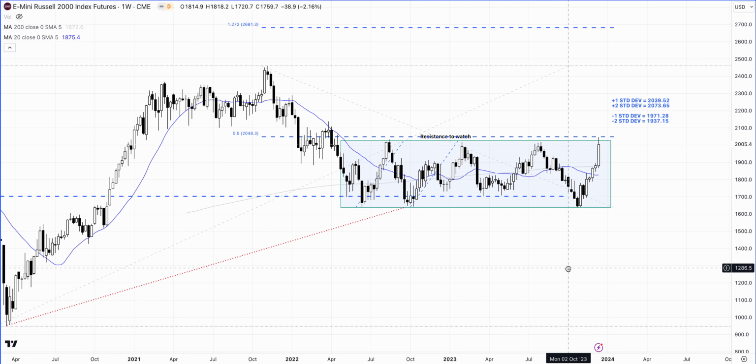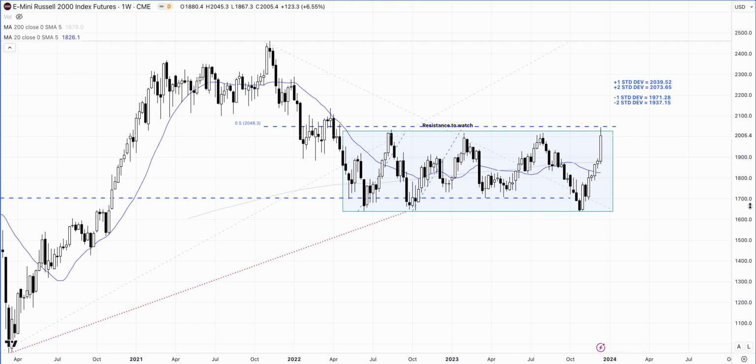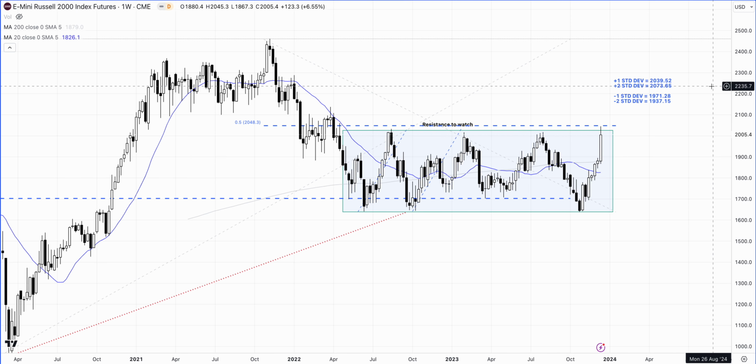And just taking a look at this from the weekly range perspective, standard deviation moves, we are looking at +1 standard deviation around 2039.50, and +2 standard deviation is 2073.65. On the downside, should the market pull back a little bit, then what we're looking at in terms of range is -1 standard deviation 1971, and -2 standard deviations 1937.